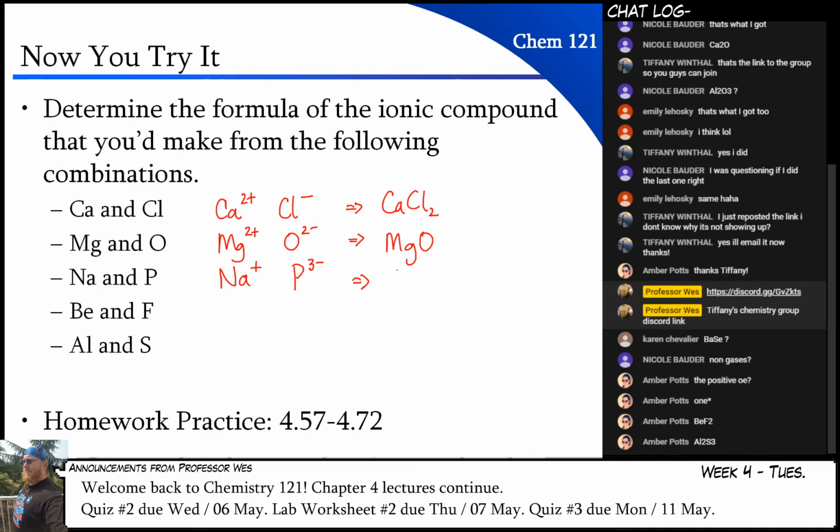And then, unfortunately, the formula isn't NaP, so we don't get to take a nap. But I need 3 sodiums to get enough positive charge to counter this, so that means I got to put a 3 right there. Na3P.